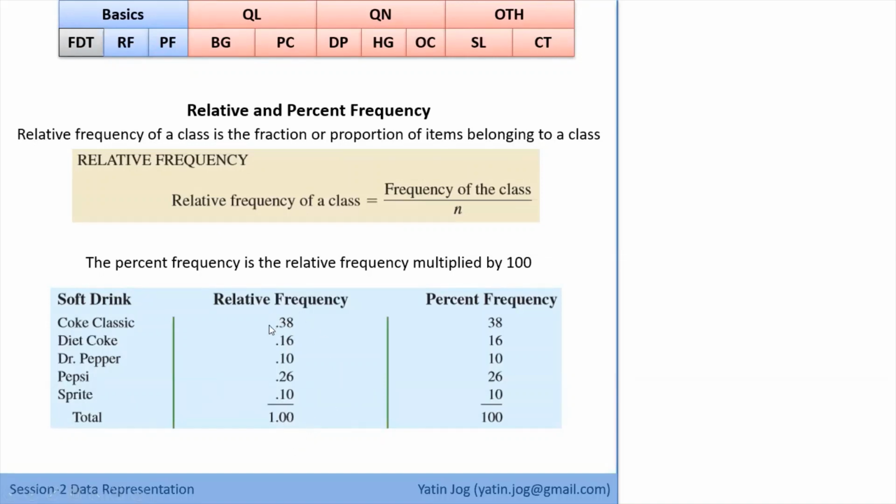And if I multiply the relative frequencies by 100, what I get is percent frequency. So we have 38% of observations with the name Coke Classic. There are 16% observations for Diet Coke. There are 10% observations for Dr. Pepper, and so on. So the total of all the percent frequencies has to be 100.